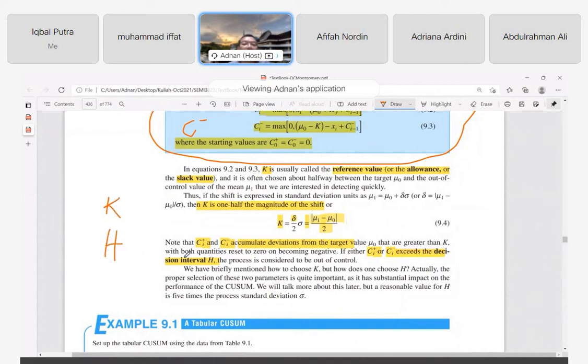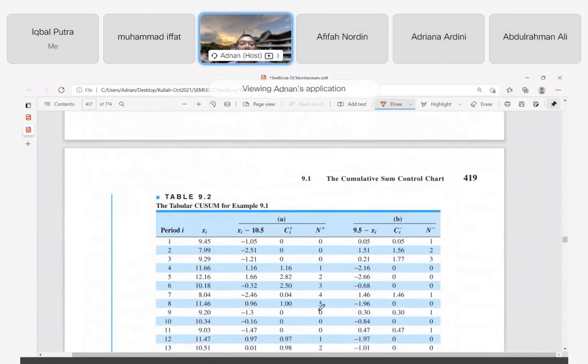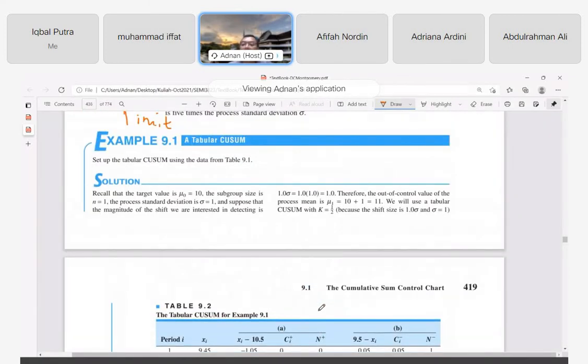H is what we call the decision interval. This is like the control limit in a regular control chart. Also, we can decide what control limit to use. Let's see the example, which will be clearer. Just look at this example explanation first.